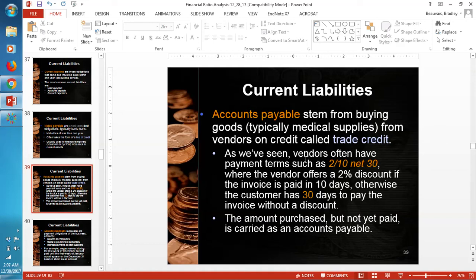So that's part of the discussion we've had in other areas with regards to trade credit, the terms of 2/10 net 30 and the calculations thereof that we've covered elsewhere. But anything that we have not yet paid is considered an account payable, and it's carried on the balance sheet as such.